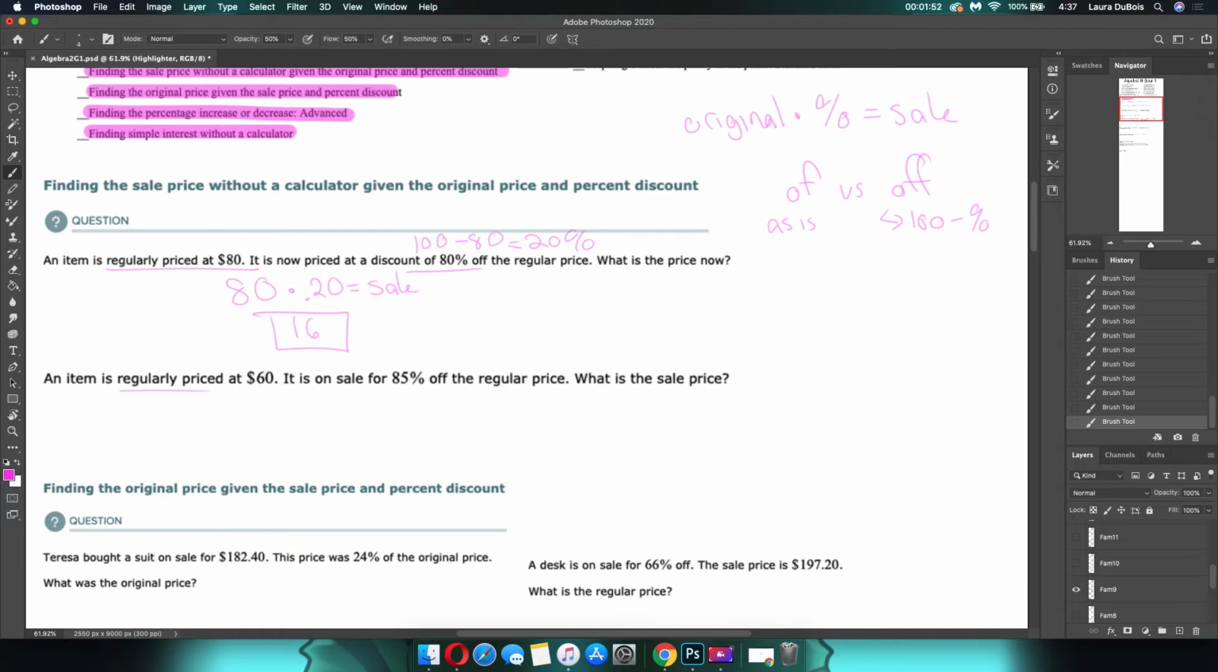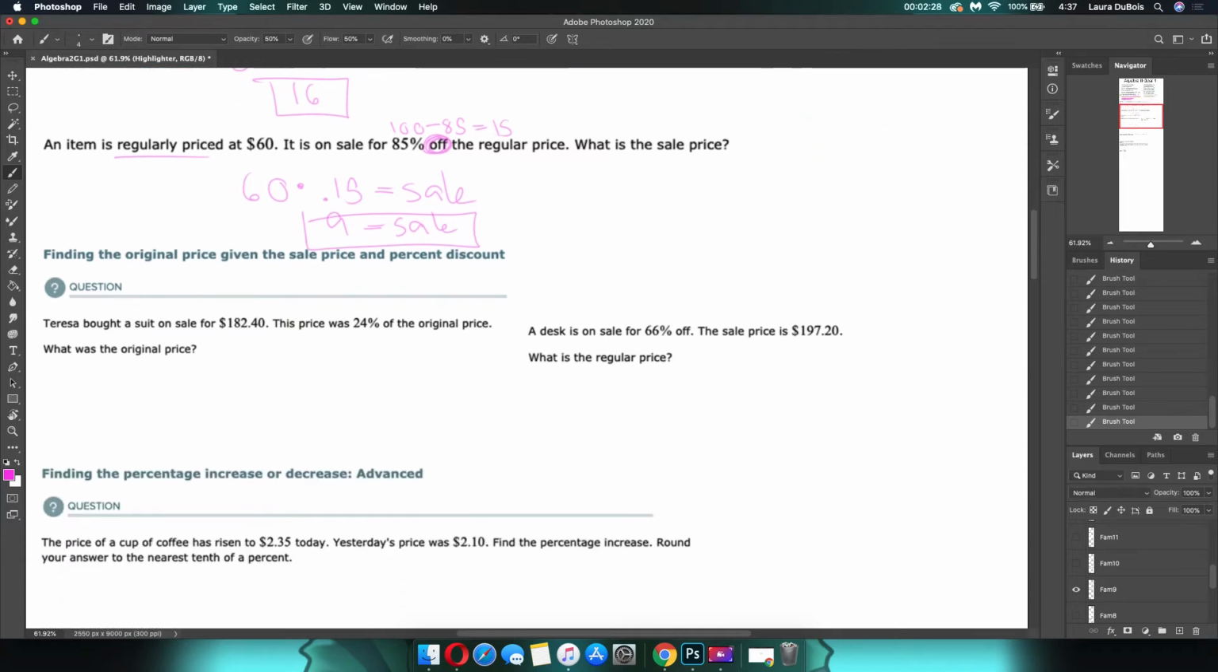So regularly priced, so there's my original times the percent equals my sale. So far so good. It's 85% off. There's that extra F in there, so we're going to do 100 minus 85, which is 15%. So 0.15 is going to be what goes in your percent item. So 0.15 times 60 is, dramatic pause, $9 is going to be our sale price. At least their percents are easy enough that I can do it in my head for now.